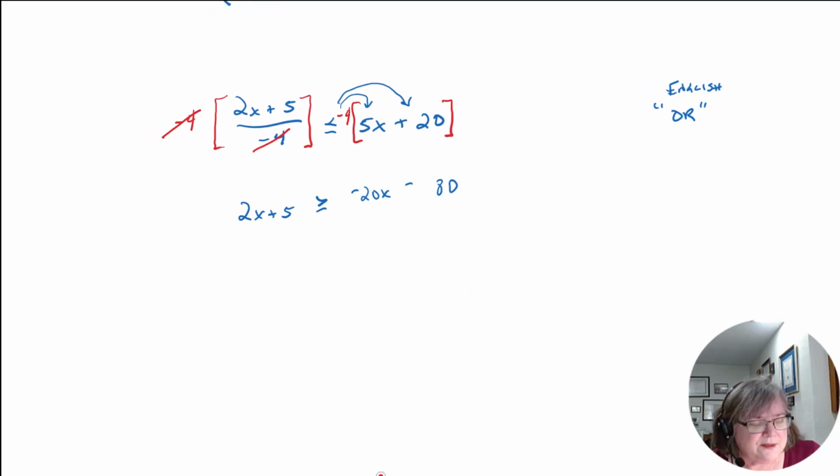Now, so let's talk about this. I have two choices. I can put all my x's over on the right side, and then I'd have to read backwards from right to left, or I can put all my x's over on the left side and they'd be positive. You want to go for positive? All right, so let's add 20x to both sides, because that's the opposite of subtracting 20x. So you'd have 22x plus 5 is greater than or equal to negative 80.